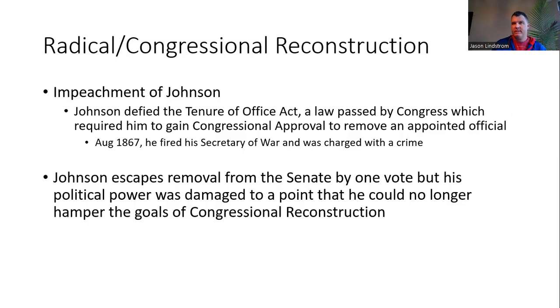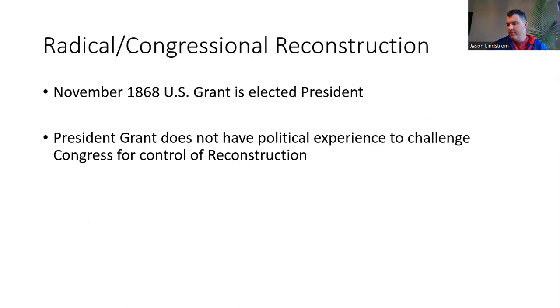You need 2/3 of the Senate. You need a simple majority of the House to move to charge the president, and then you need a 2/3 majority of the Senate to convict the president. And Johnson falls one vote short of being removed from office and convicted. And so at that point, Johnson really has no political power for the rest of his administration.